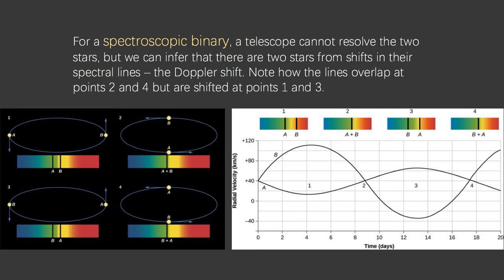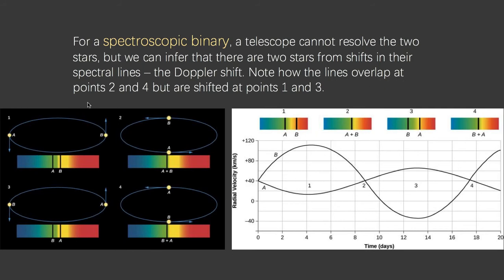Now for other stars, binary systems, they're either so far away or the alignment isn't such that we can see the two stars independently, but we can see the fact that they are a binary system through the Doppler effect by looking at the light spectrum. And these are called spectroscopic binaries. A telescope can't resolve both stars, but we can infer that there are two stars there from the Doppler shift in their spectral lines. So let's take a look at these diagrams here.